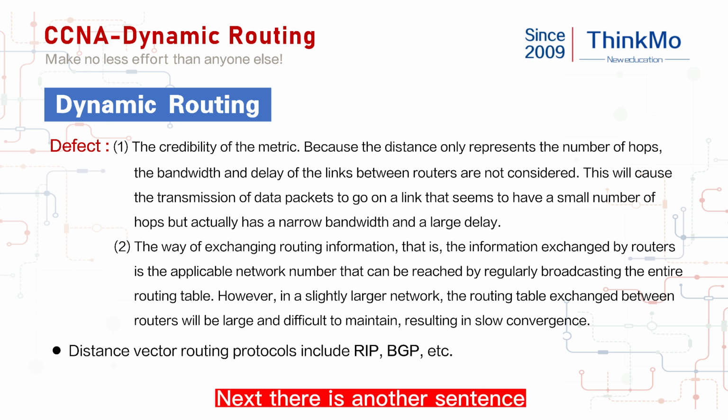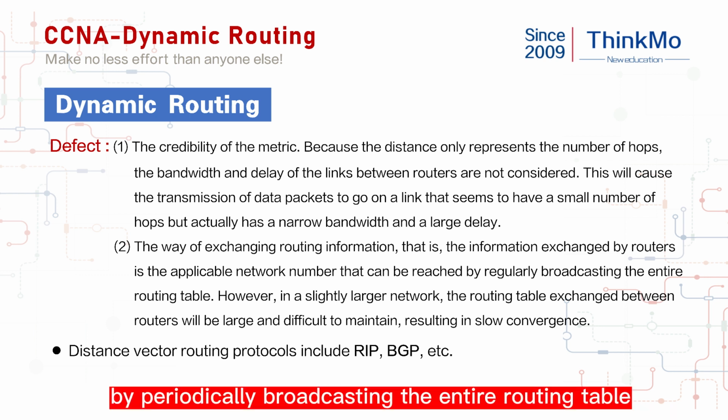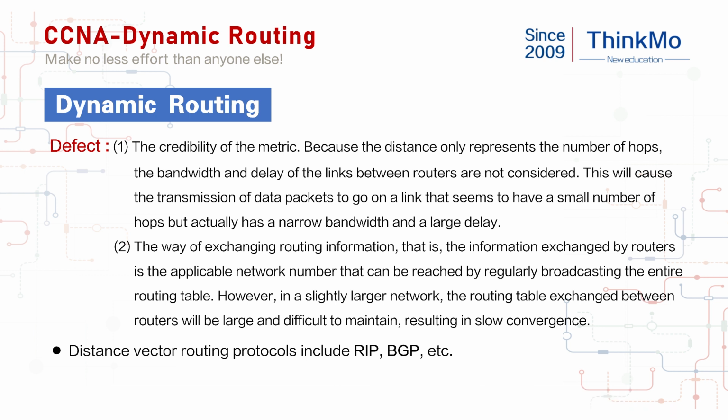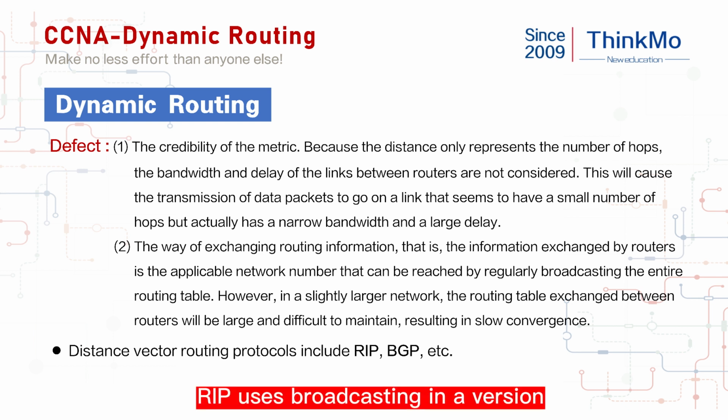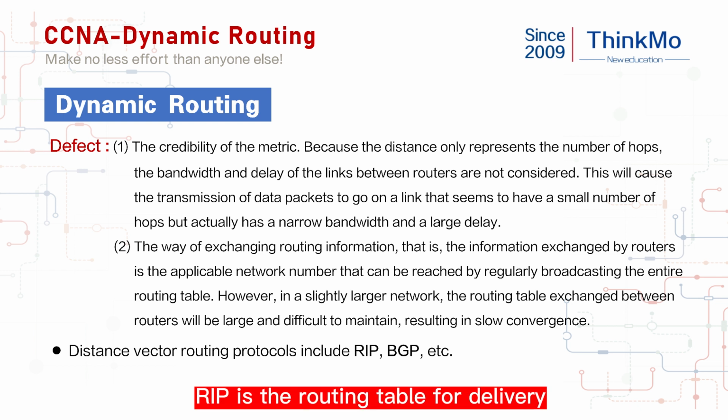Next, there is another sentence: they exchange information by periodically broadcasting the entire routing table. Of course, RIP uses broadcasting in one version, and it also improves in another. Let's look at this routing table first. Actually, RIP delivers the routing table.